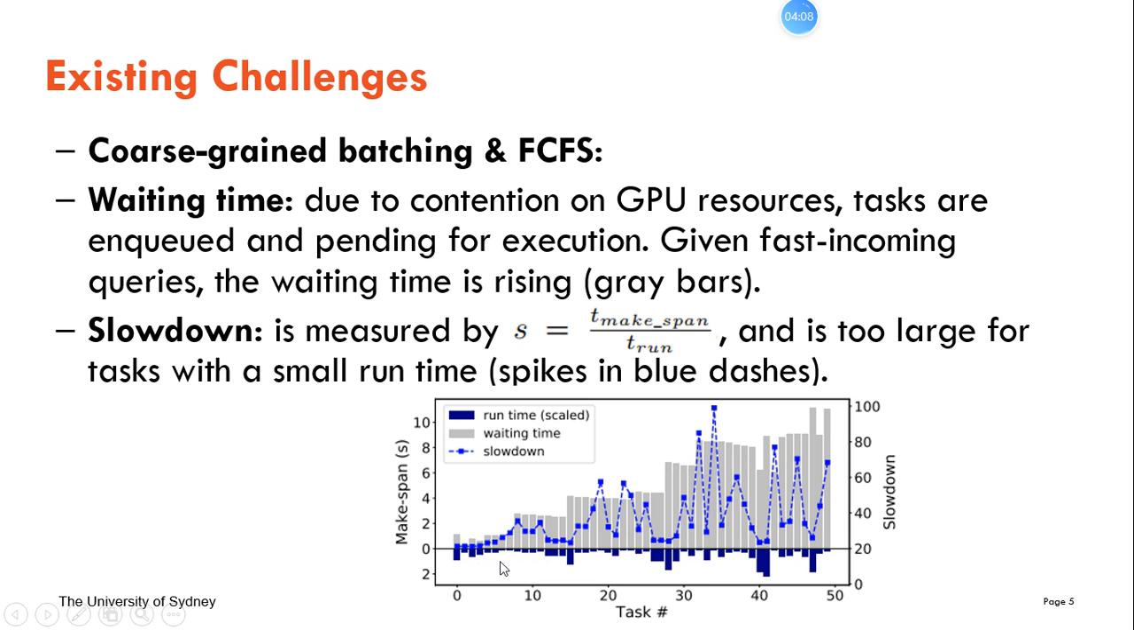We can see from the blue bar here that the execution time, namely the runtime for each task, is quite small. While the tasks are scaled, the runtime is still quite minor compared to the waiting time. So the slowdown, which is measured by the makespan of the task divided by the runtime, is quite enormous, especially for the smaller tasks. We can see from the spikes of the dashed line here that it shows the slowdown of a really small task.